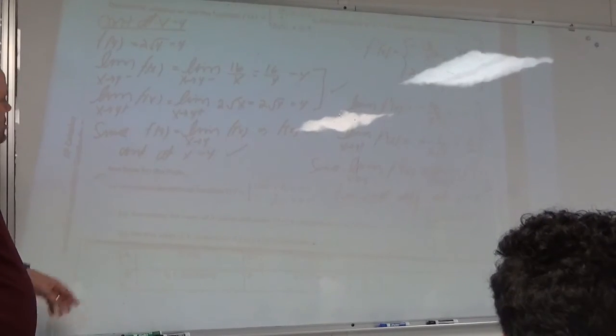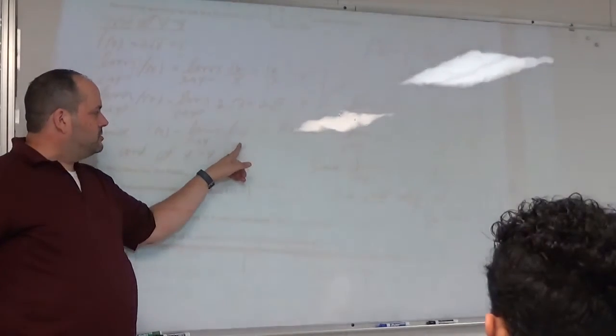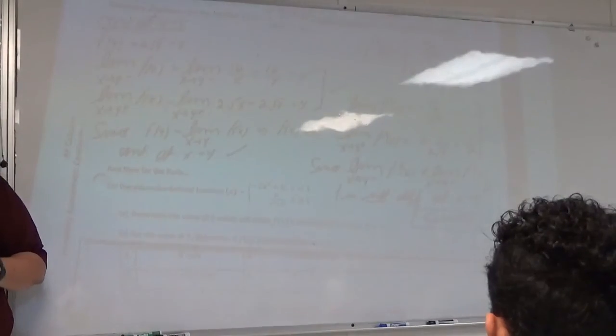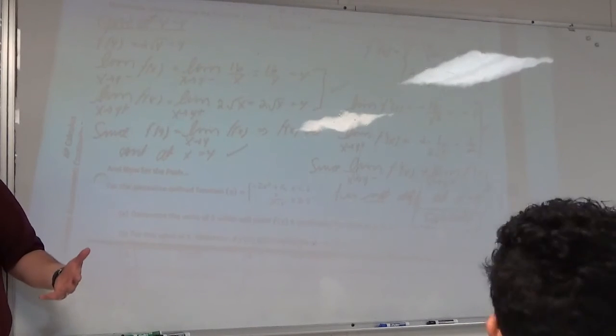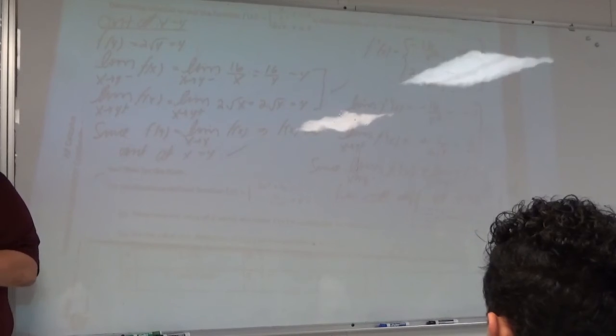Okay? So then you need to get me to your conclusion. Since f of 4 equals the limit as x approaches 4, f of x is continuous at x equals 4. That's your conclusion. That locks in a point. How many guys just picked up both points? You have to nail the notation.